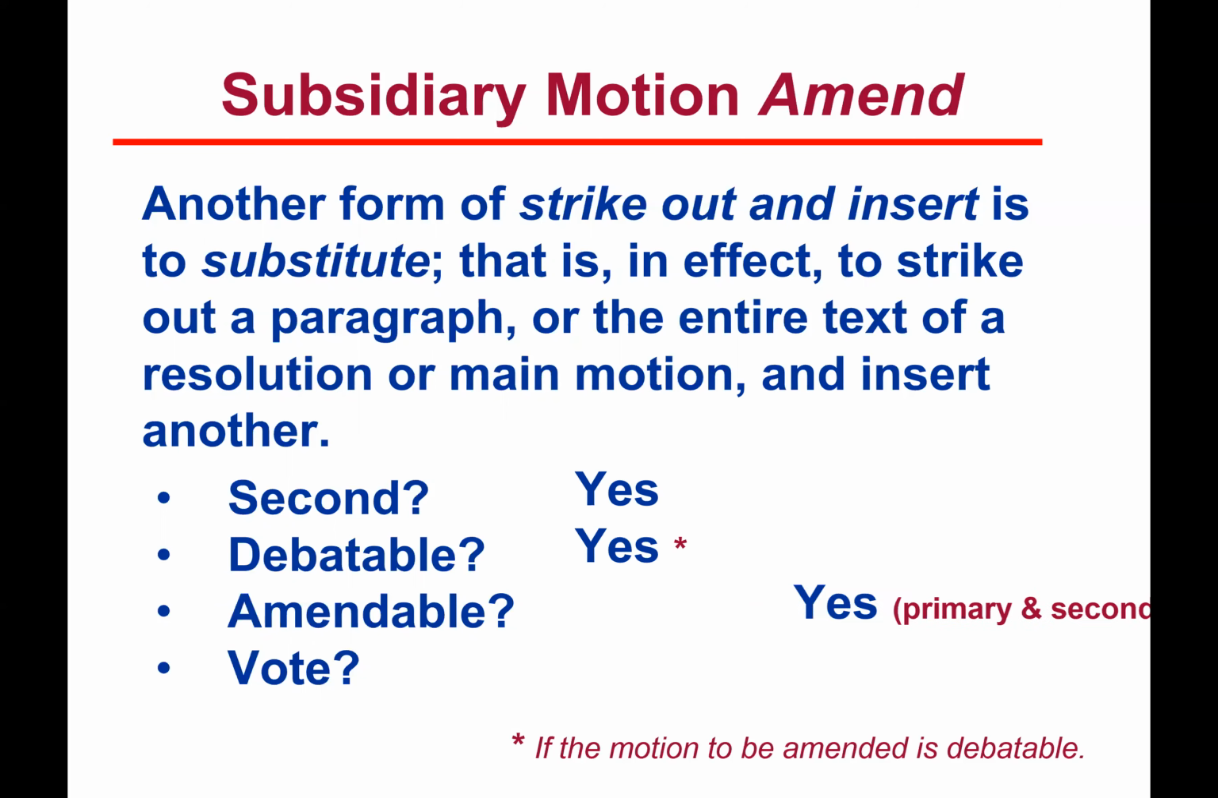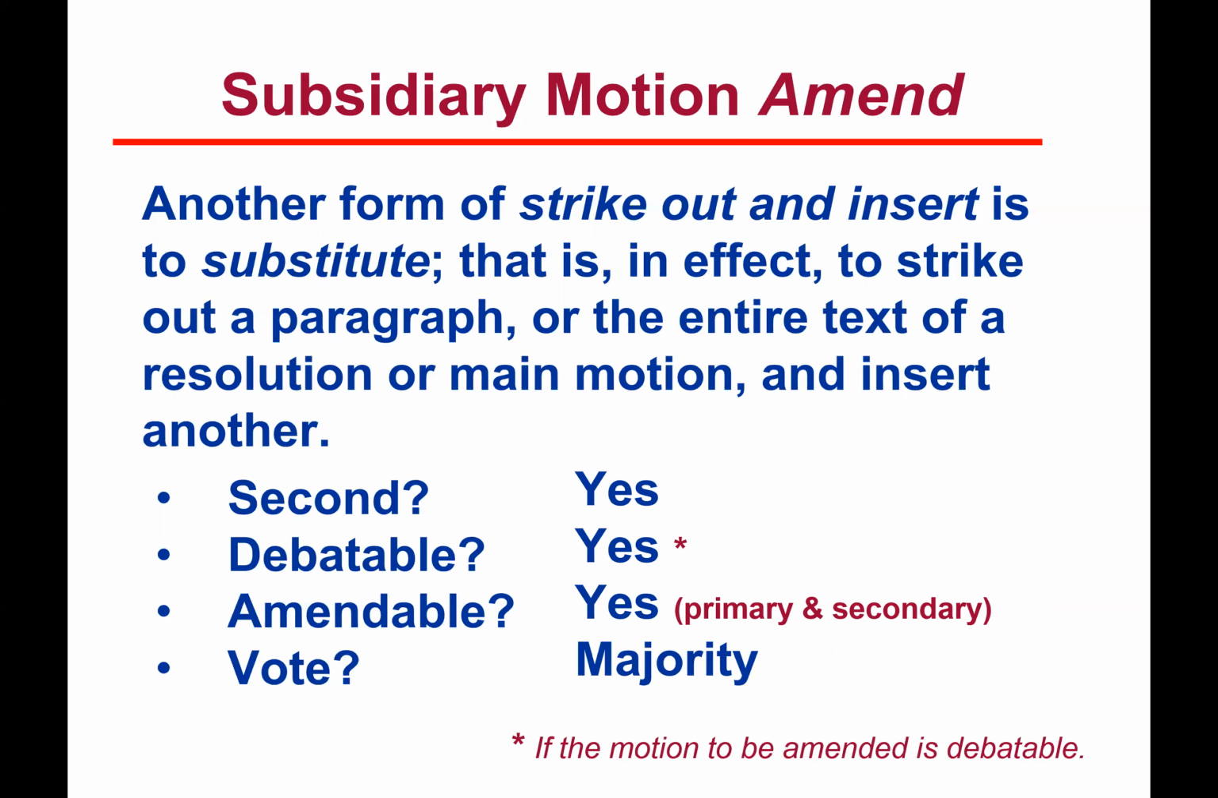Okay, but the same rule follows with everything else. So it can be amended more than once. It is itself a primary amendment as a substitute, and it is subject to a secondary amendment after that. Right. So finally, the vote on amendments is majority, not 2/3, right, to be able to adopt an amendment, even a substitute amendment.